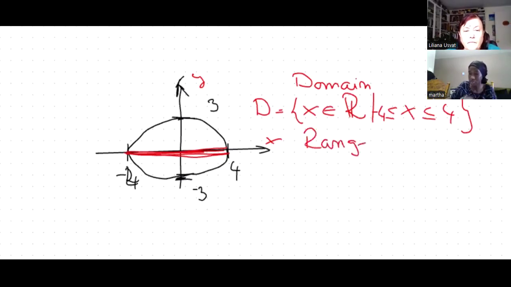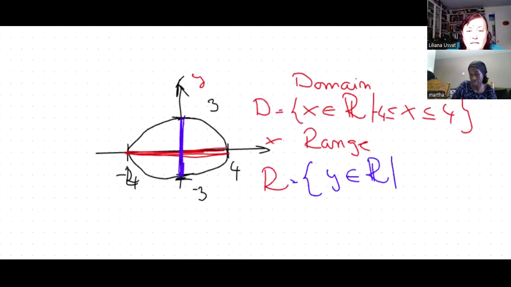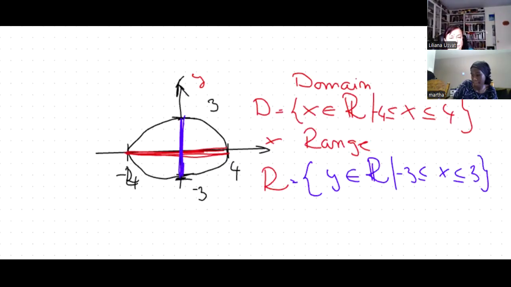Okay, a range. So range is on the y-axis. y is an element of the real numbers, so any numbers that are between -3 and 3. Okay?